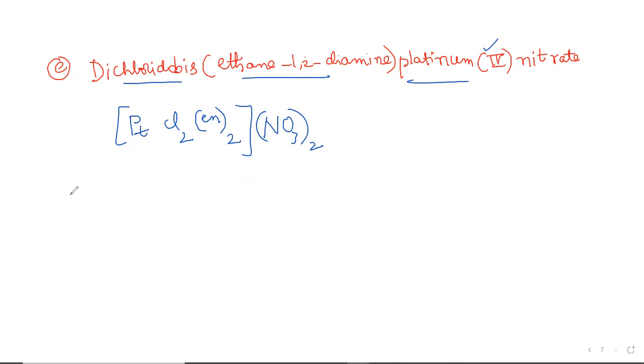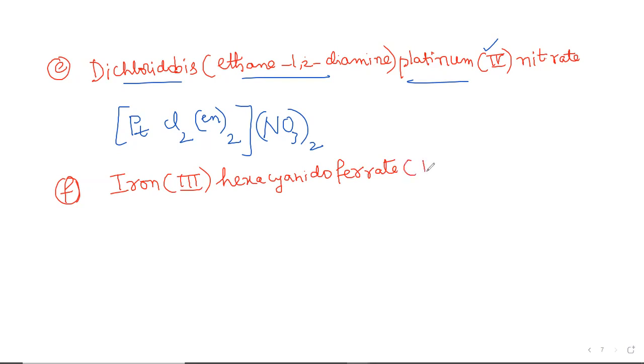Next we will see the F question. That is iron 3, where inside the Roman they have given 3. Iron 3, hexacyanidoferrate 2. Hexacyanidoferrate 2.